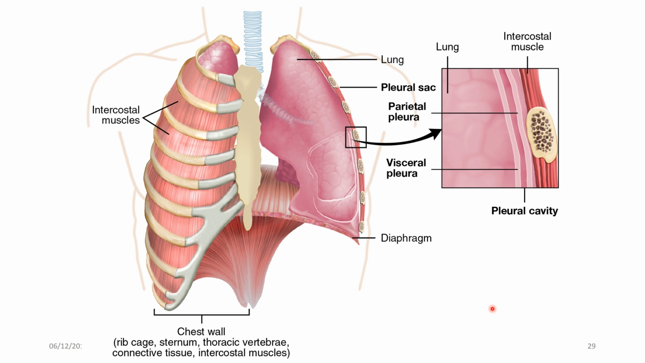And when we're talking about pneumothorax, in your chest wall you have your ribcage, sternum, thoracic vertebra, connective tissue, and various other things. And you have the pleural sac, and you've got different types of pleura. So you have the pleural cavity, the visceral, and the parietal pleura. Visceral means that it's touching the organs, and parietal means it's not touching the organs. And in between, you have a fluid-filled sac called the pleural cavity.